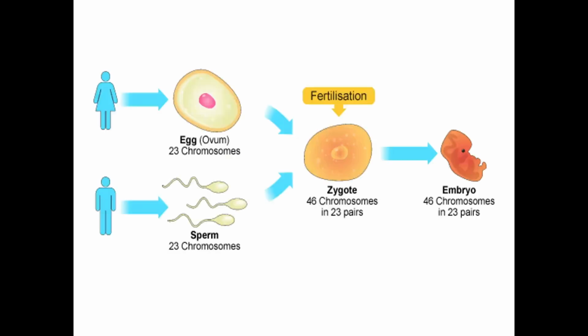All right, so we'll move on to fertilization right now. So of course, the female will produce the ovum, and the male will produce the sperm, and once they have sexual intercourse, they will become a zygote. Remember, it's called a fertilized egg cell. It means there are 46 chromosomes altogether. In total, there are 23 pairs. And once after fertilization, it becomes an embryo. Same thing, 46 chromosomes in 23 pairs.